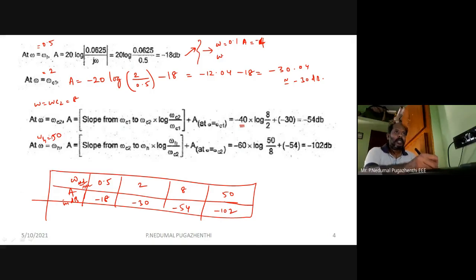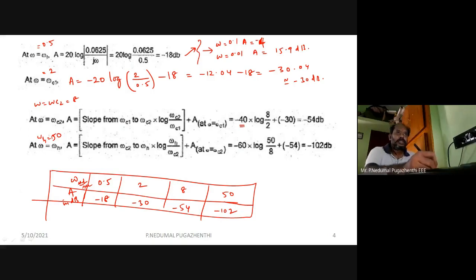So what I will do, I will go for omega equal to 0.01. So what am I getting? 0.0625 divided by 0.01. I am using the calculator to find it. Log of that, into 20. I am getting something like 15.9 decibels. So don't worry about what is happening to the next point. If omega is equal to 2, I'm going to get minus 30 only. So that's not going to change much of the value, right?